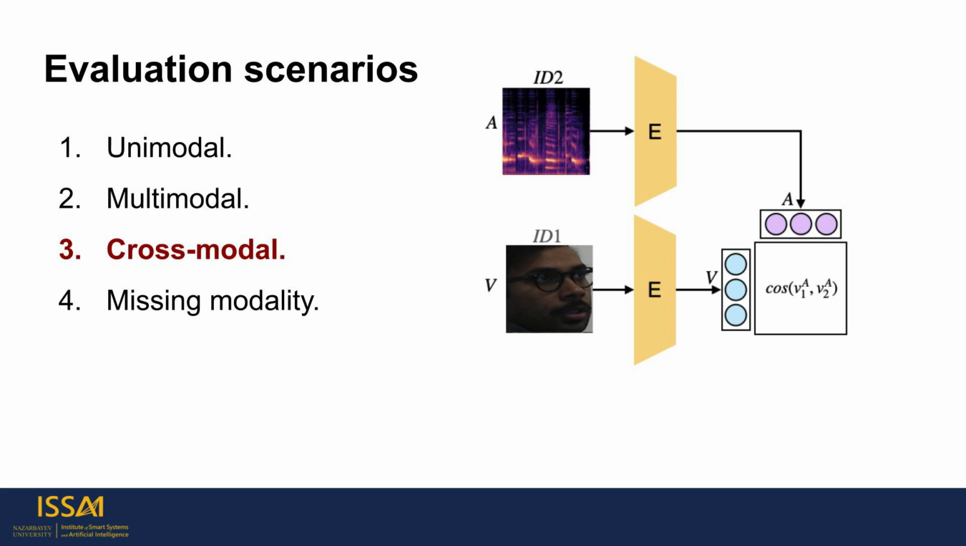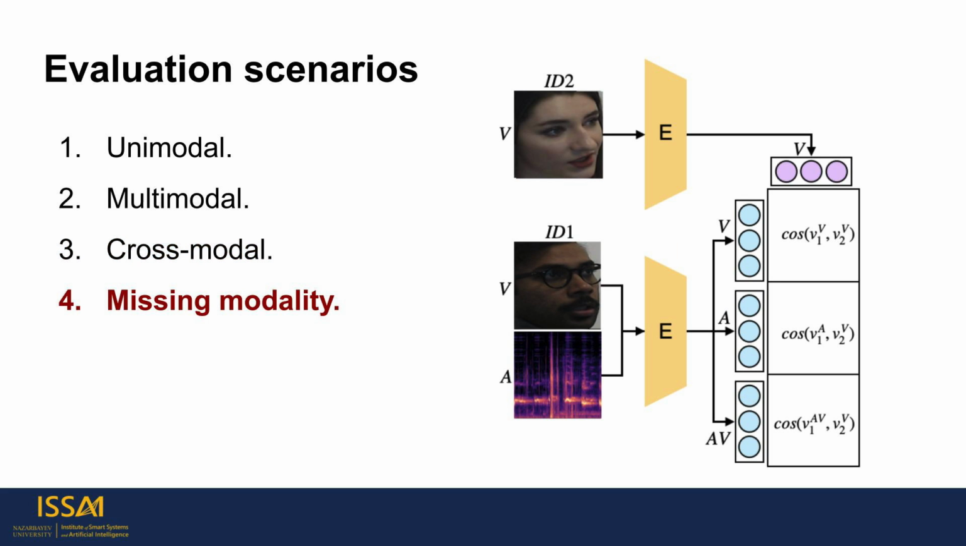The cross-modal is by far the most difficult one. Here, the model has to deal with sets of modalities that are different from one another. In this illustration, the visual image gets compared to an audio recording. The last but not least is the missing modality scenario. As the name suggests, in this case, some modality is missing. In this figure, the audio modality is the one that's absent.